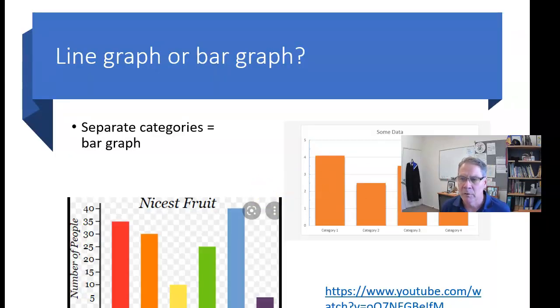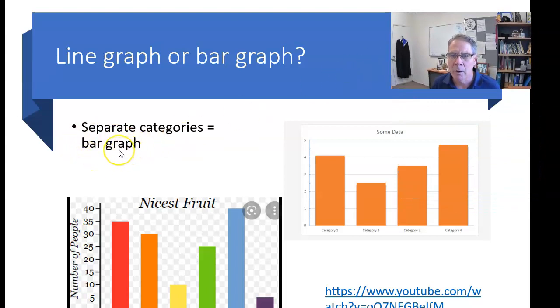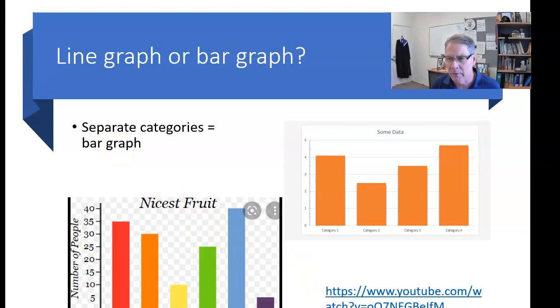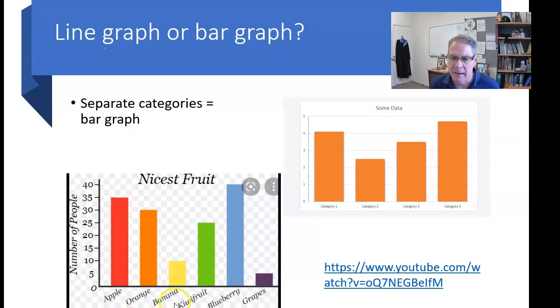Let's go on. So the real question that I often get people to talk about is, do I do a bar graph or do I do a line graph? Well, in the PowerPoint here, you'll see information about that, and it's a great video. But if they're separate categories, and I'll move the screen down, apples, oranges, bananas, they're not related in any way. The number of people who prefer each is a number, but those are separate categories. So if they're separate categories, they're never linked.